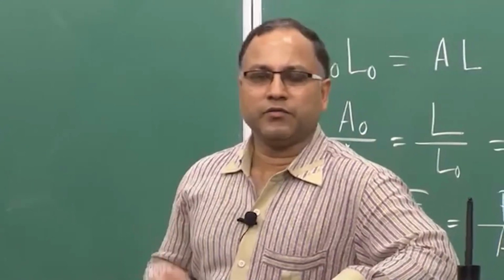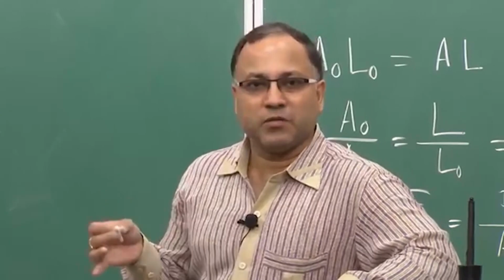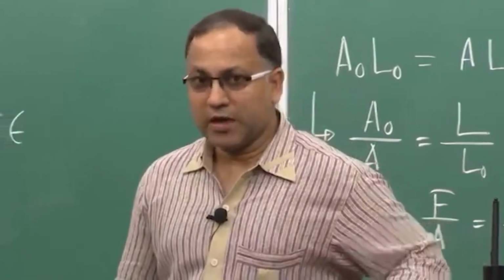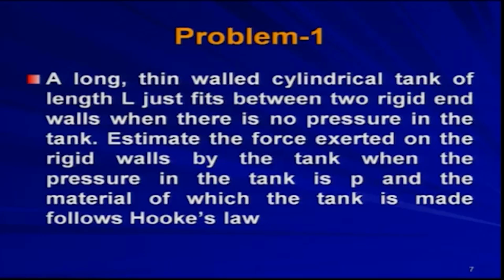Now, we will take a few numerical problems to understand whatever we have learned so far in this particular chapter. Okay. The first problem we are taking here. So, if you look at the slide, the first problem tells that a long thin walled cylindrical tank of length L just fits between two rigid end walls, when there is no pressure in the tank. Now, estimate the force exerted on the rigid walls by the tank when the pressure in the tank is small p, and the material of which the tank is made follows Hooke's law.